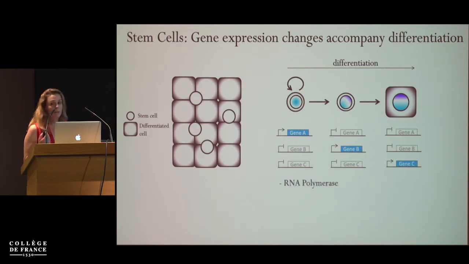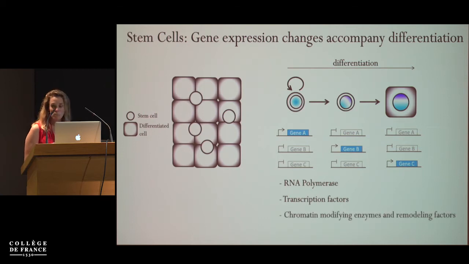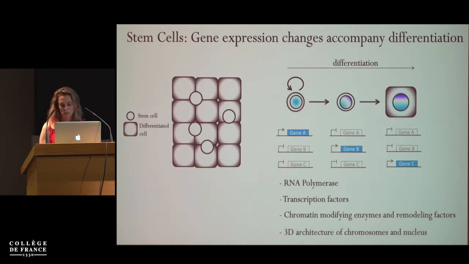And of course, RNA polymerases play a major role here. They need to bind to the promoter and activate genes. Transcription factors also bind to enhancers and promoters and will drive gene expression. But chromatin modifying enzymes as well as remodeling factors are crucial to control the accessibility of transcription factors to the DNA. And work from Edith's lab and those of other labs in recent years has also demonstrated that the 3D architecture of chromosomes, as well as the nucleus in and of itself, are also critical to control gene expression changes.